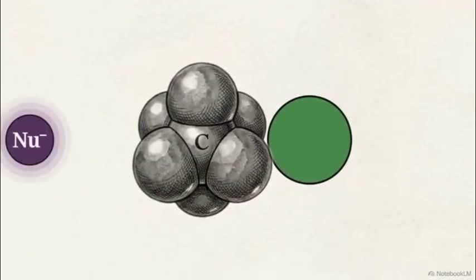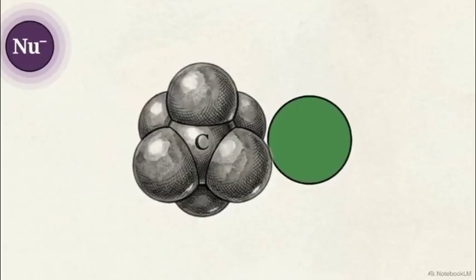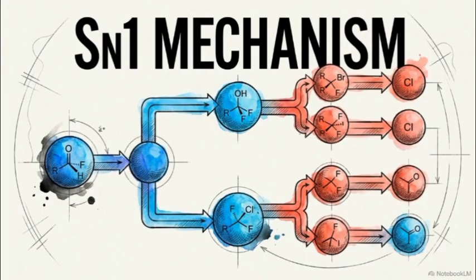flipping the geometry like a wind-blown umbrella. But on the tertiary carbon, the nucleophile attempts the same backside attack and bounces off the dense wall of methyl groups. The path is geometrically blocked. This blockade forces the tertiary molecule down a different route, the SN1 pathway, which requires two distinct steps.